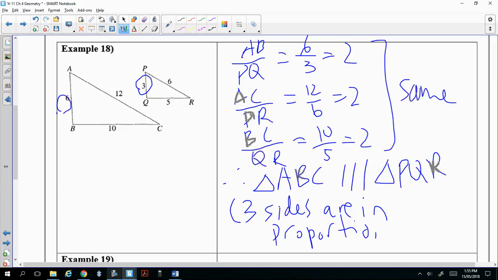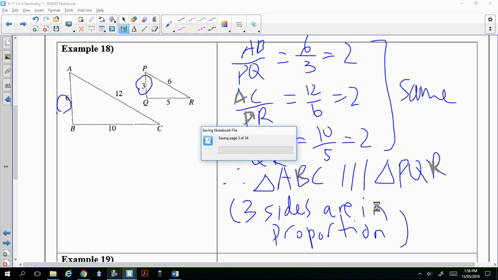Yeah, something like that. You can't say SSS. SSS means all 3 sides equal. This means all 3 sides in proportion. And there's no abbreviation for that, just write it like that: 3 sides are in proportion. Good. Any questions? And then we'll do more. Let's do the next one.